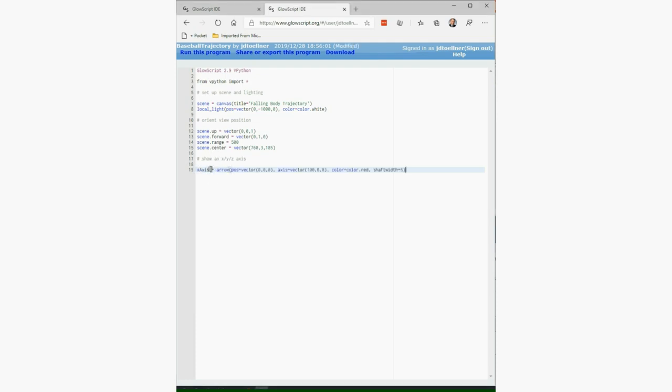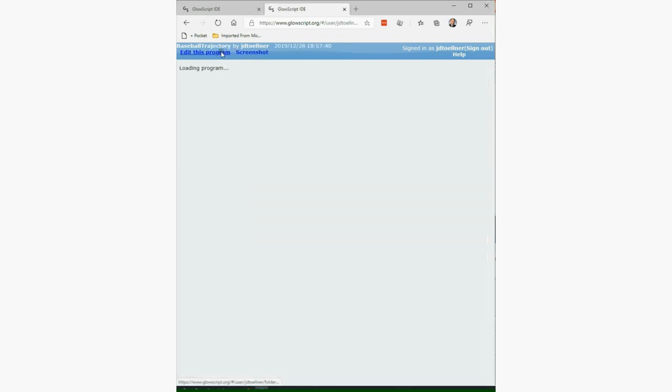So to get this right, you've got to play around with it a bit. And then I like to show a small X, Y, and Z axis, and these arrow functions allow me to do that. You can see they're positioned at 0, 0, 0, but the axis vectors are 100, 0, 0, 0, 100, 0, and 0, 0, 100. And if I run this, you can see there's a little x, y, z coordinate.